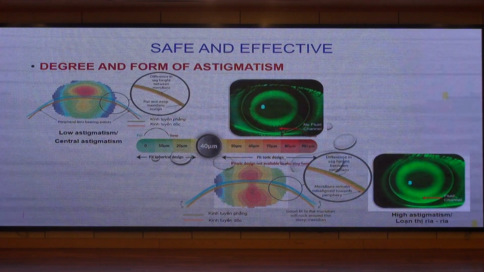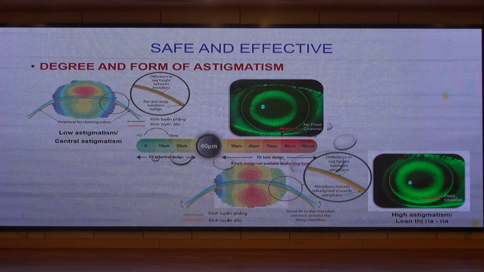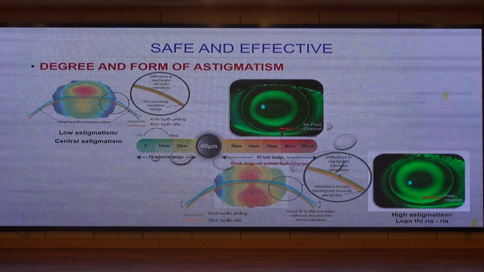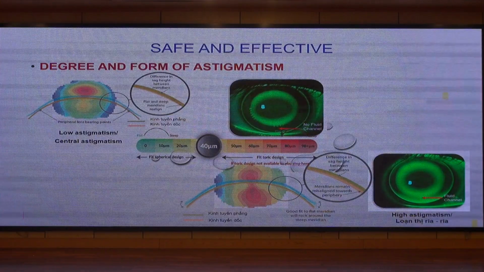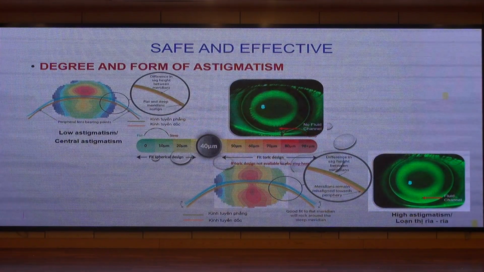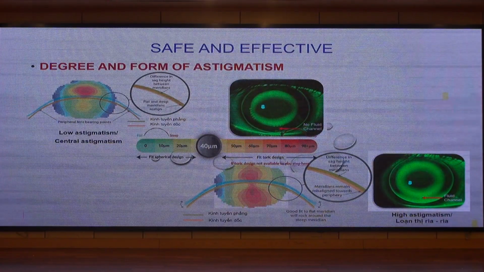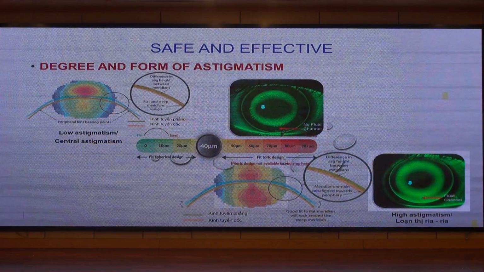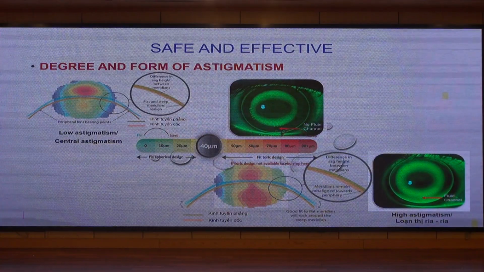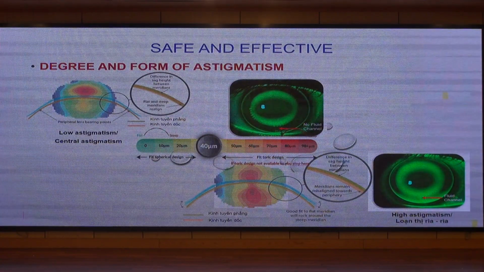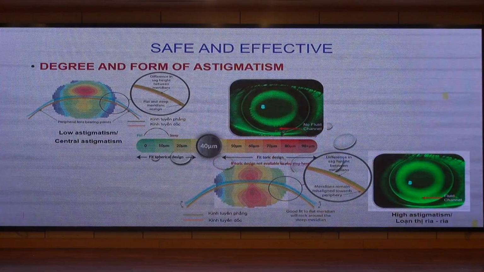Astigmatism and lamb-to-lamb astigmatism are different. The meridians remain misaligned, towards a very good fit to the flat meridian, and the lens will wrap around the steep meridian.